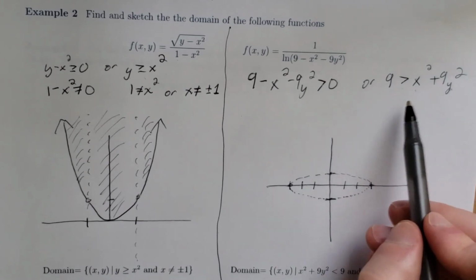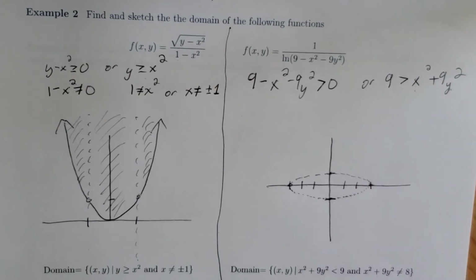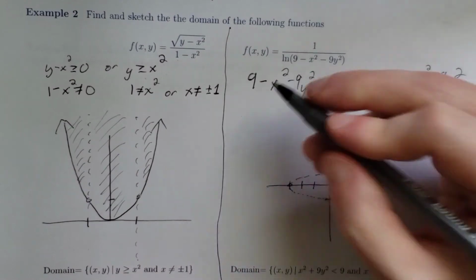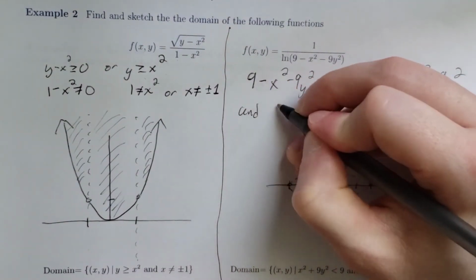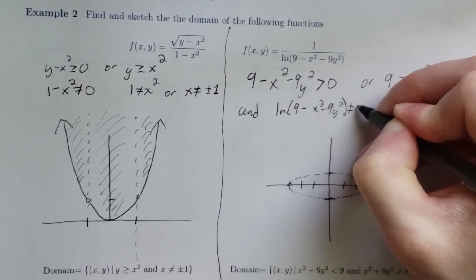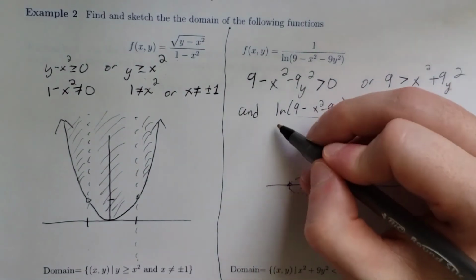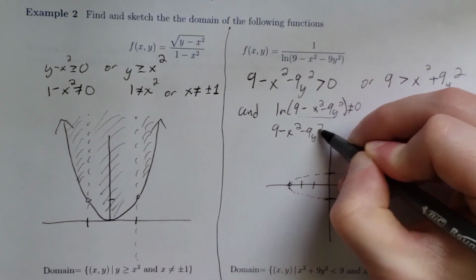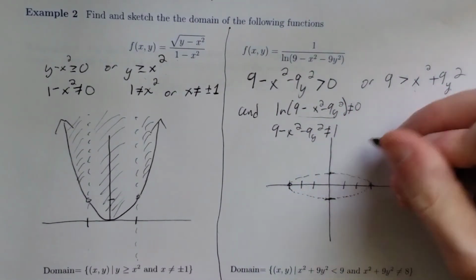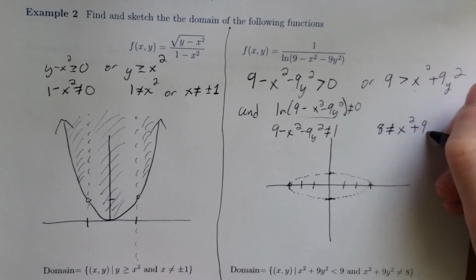And then really this tells us that we can have everything inside of that because x squared plus 9y squared must be less than 9. So everything inside there, except we have one other issue, and that is that the denominator cannot be 0. So the natural log of 9 minus x squared minus 9y squared cannot be 0. But this is 0 when the inside here is 1, so we cannot have this, which implies that we cannot have 8 is equal to x squared plus 9y squared.